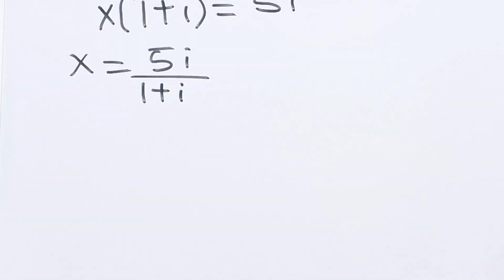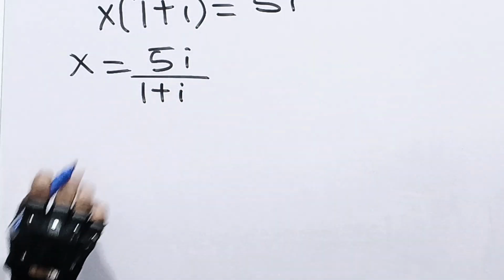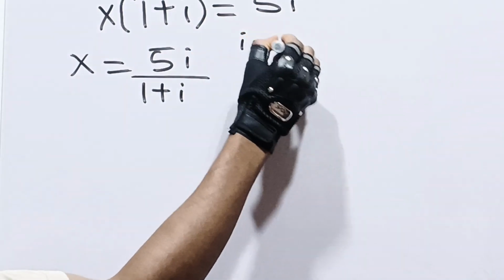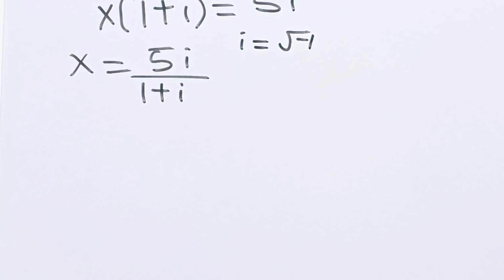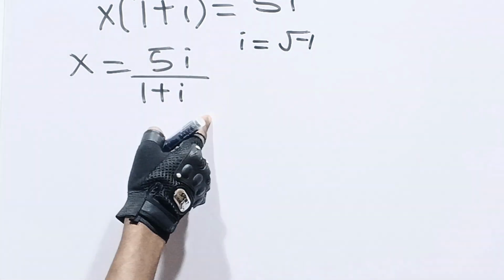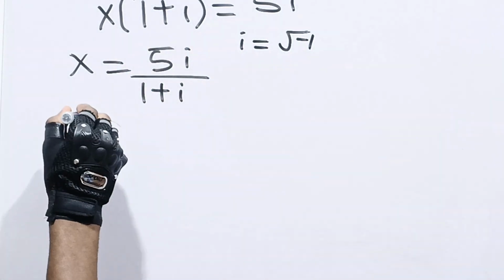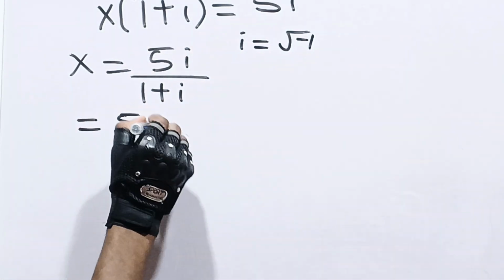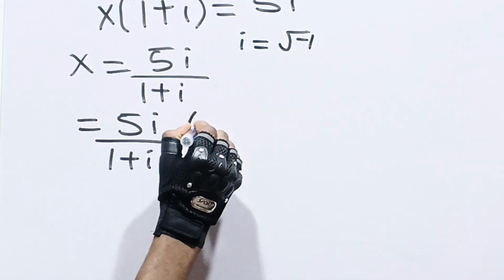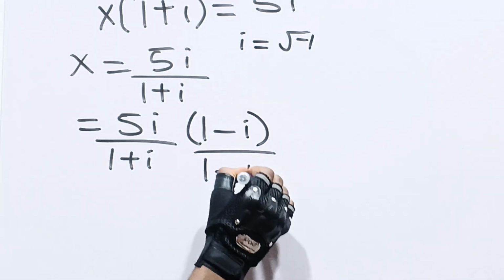Okay, now looking closely at this, you're seeing that you have i in the denominator. And what's the implication of this? Now, if i is in the denominator, i is equal to root of negative 1. So this means that it's a surd in this denominator, making this fraction irrational. So I want to rationalize this denominator to make it rational. Now this will become equal to 5i divided by 1 plus i. Now multiply both the numerator by 1 minus i and the denominator by 1 minus i.